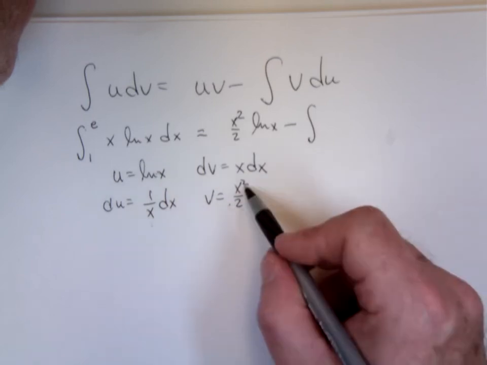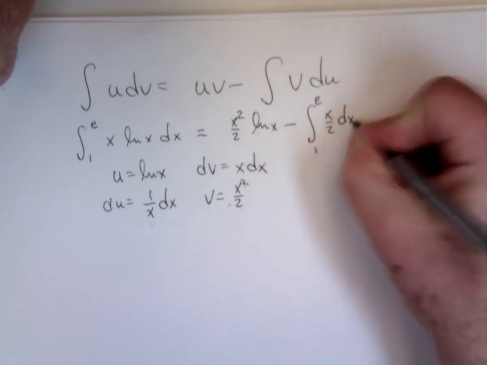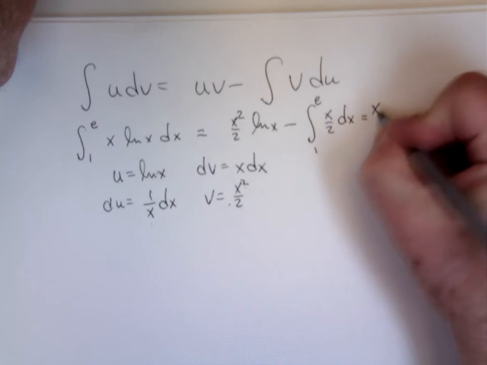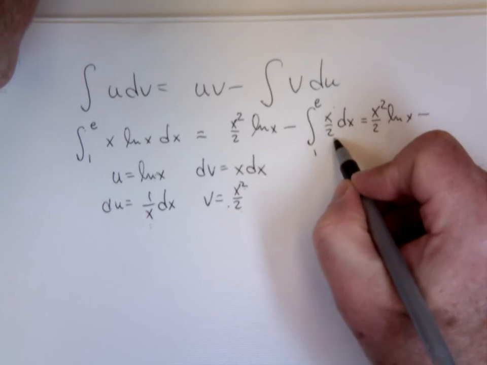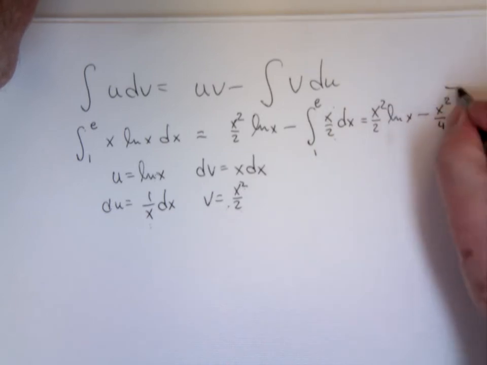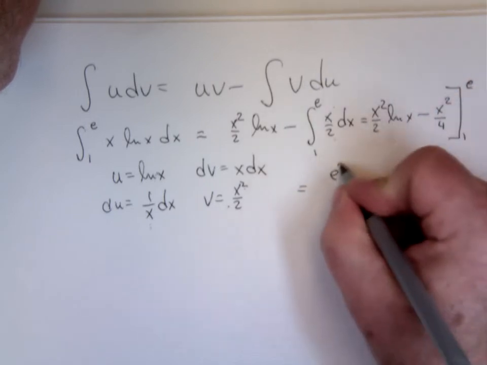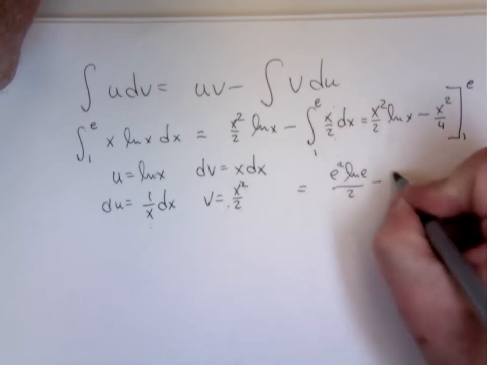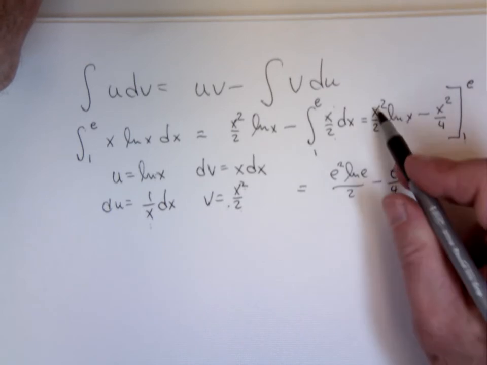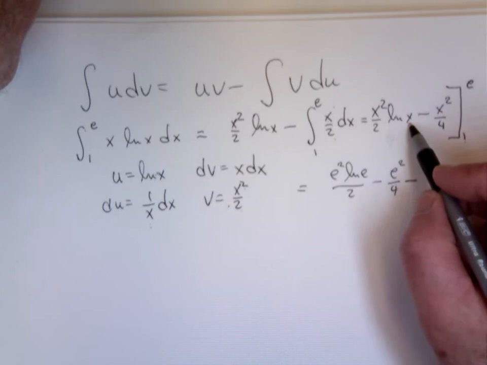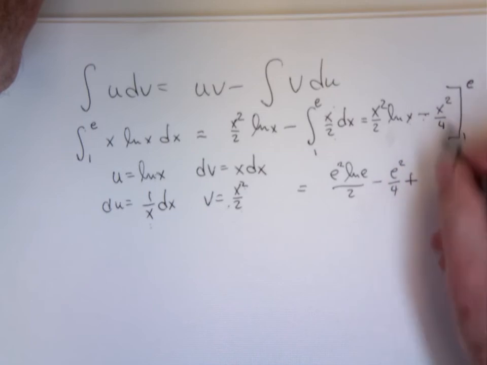1 over x, x squared. One of the x's cancel, we get x over 2. Okay? We have x squared over 2, natural log x, minus. This is x squared over 2 when you integrate it. That's x squared over 4, from 1 to e. Substitute in e, we get e squared natural log e over 2 minus e squared over 4 minus. Substitute in 1, we get 1/2 natural log of 1. Natural log of 1 is 0. Forget that, that's gone. Plus, because it'd be minus minus, so plus 1/4.